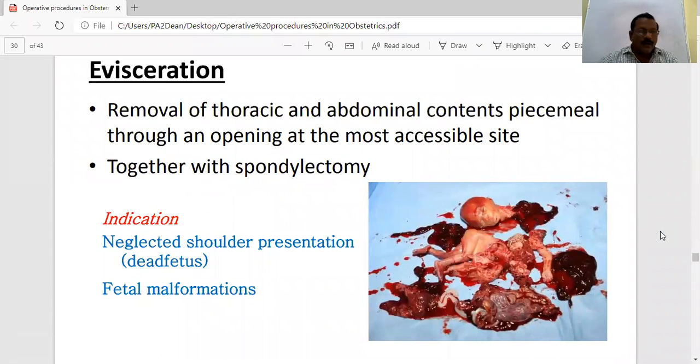Evisceration is removal of parts of the fetus by cutting with evisceration scissors. It is removal of the thoracic and abdominal contents piecemeal through an opening at the most accessible site, together with spondylotomy. The indications are neglected shoulder presentation in a dead fetus and in malformations.